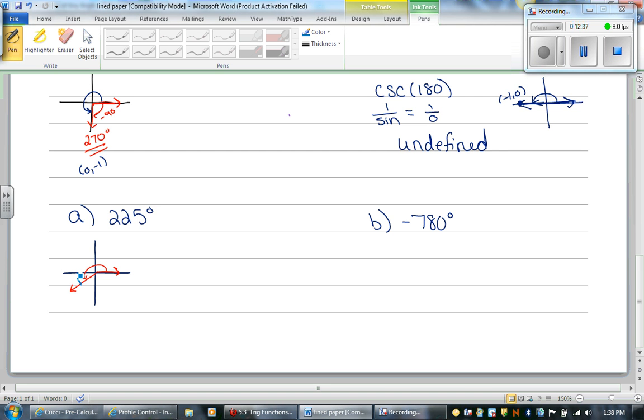To find this angle, right now I have this whole rotation. I only want this piece. So how can I get this piece from the whole 225? Well, if I take out this portion right here, which we know to be 180 degrees, that would leave us with the leftover. So we're going to do 225 minus 180. That's going to give us a reference angle of 45 degrees.